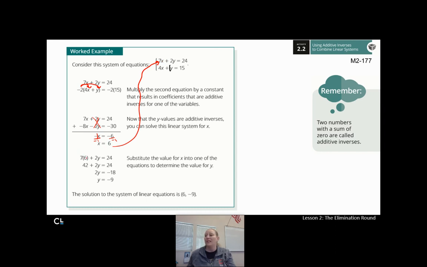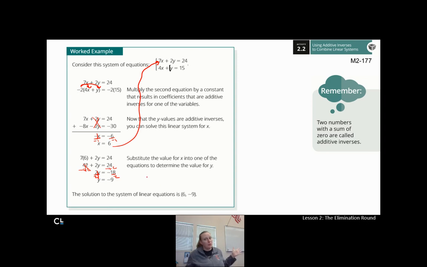We'll say 7 times 6 plus 2y equals 24. Of course, 7 times 6 is 42. So 42 plus 2y equals 24. And we can subtract 42 on both sides. That dies. So we end up with 24 minus 42 is -18. 2y equals -18 means we have to divide both sides by 2. And we get that y equals -9.